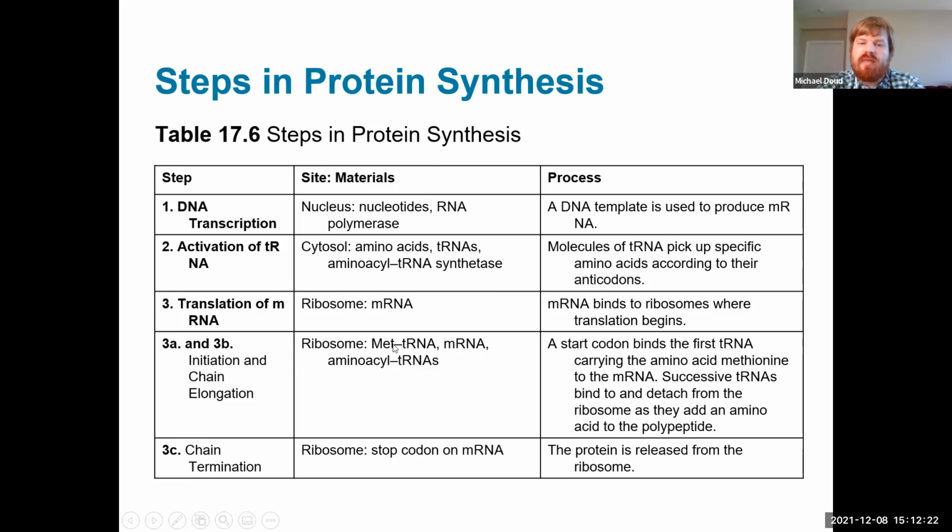Initiation comes first, with the methionine tRNA at the start codon. And then chain elongation, where new tRNAs come in for each additional codon, and that's where we grow the protein chain. And then finally, chain termination, when we hit the stop codon in an mRNA. There's no more transfer RNA that matches up to it, so you're no longer building any protein chain. The protein gets released from the ribosome, and then it's folded and it's over.